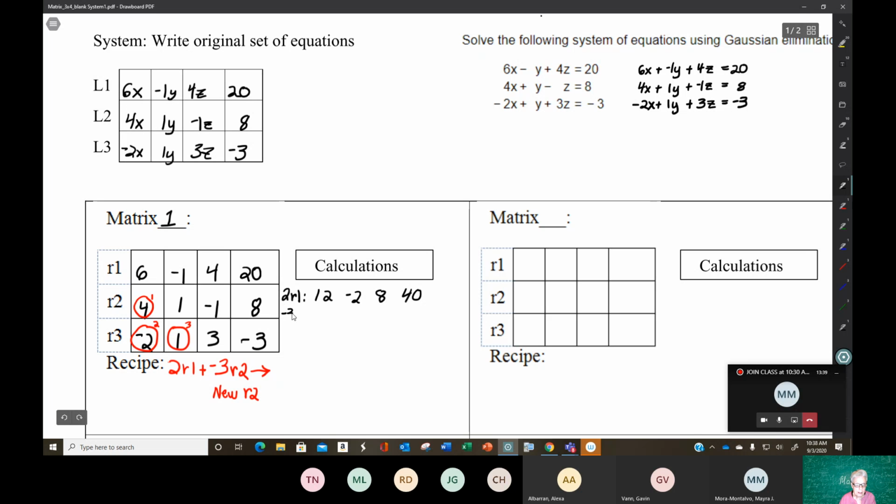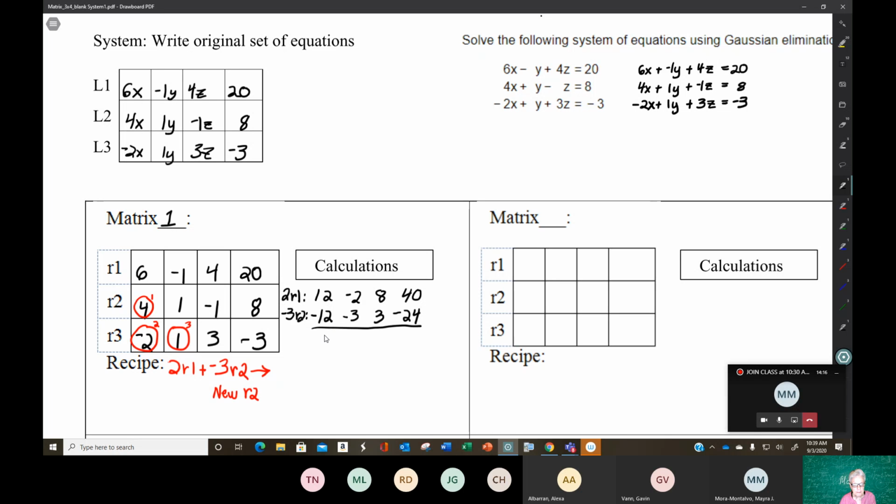And then -3 times row 2 is going to be -12, and that's the reason I did it. -3 times 1 is -3. -3 times -1 is +3. And -3 times +8 is -24. And now I'm going to add these two rows together.